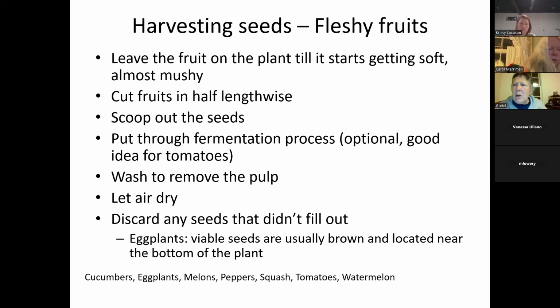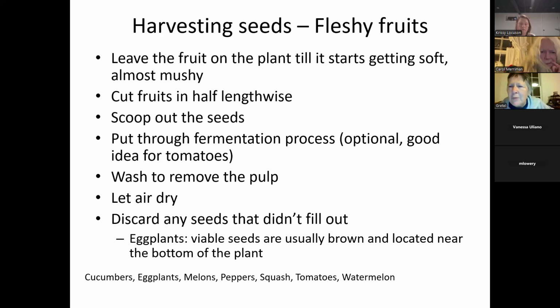Fleshy fruits like tomatoes, you leave the fruit on the plant till it starts getting soft and almost mushy. Cut it out, scoop out the gumph, the guts of the plants. Think tomatoes, think pumpkins. You can either put it through a fermentation process, which I'll talk about next, or not, and then you clean them.